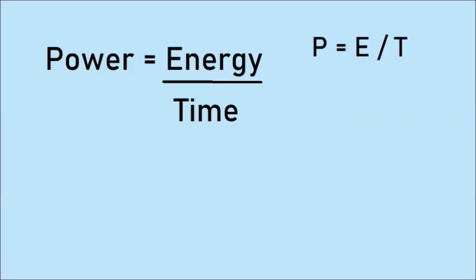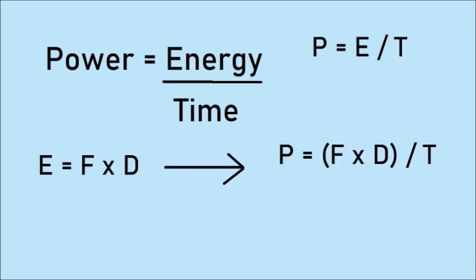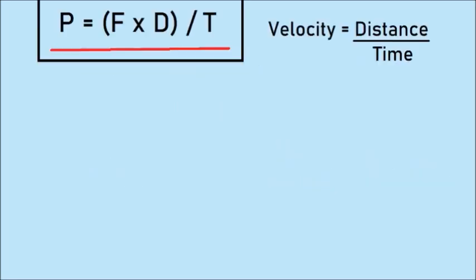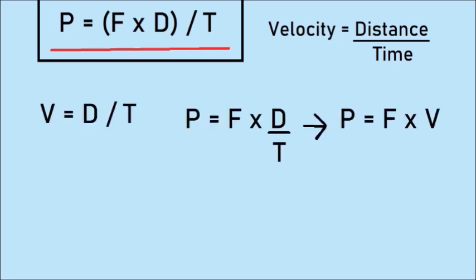Power is energy divided by time. Since power is energy divided by time, we can see that power can be shown as force times distance divided by time. This is because power is energy divided by time, and energy is force times distance. We can now go further by showing this with velocity. The definition of velocity is distance divided by time. Since power is force times distance divided by time, we can show this as force times velocity.